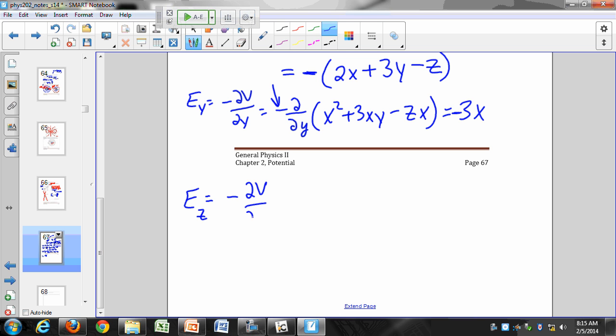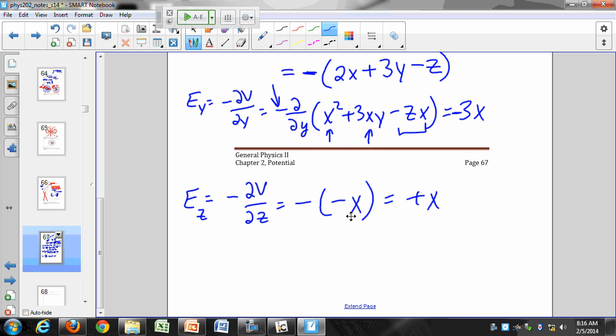And then Ez, negative del V del z, is just going to be the negative of negative x, which is equal to positive x. Then, because there is no z here, I only have a z here. See how easy that is? That's simple. Partial derivatives? It's just derivatives. They're not really normal derivatives because you have multiple variables, but we're taking a partial, so it's acting like a normal one. We're only looking at how the function changes with respect to one variable. And in that way you can map it out in 3 dimensions.